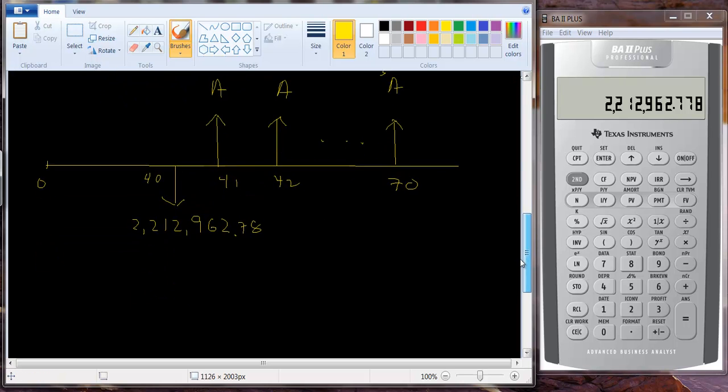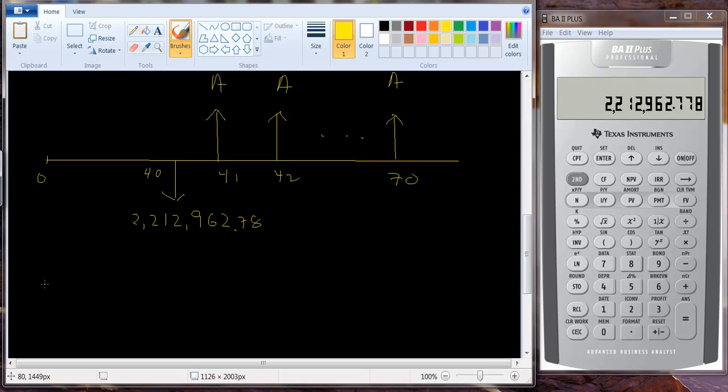So what's the equation? The equation says this is a present value now because it's coming before these numbers. So we know that the present value is equal to the annuity times the annuity factor, which is what? 1 minus 1 over 1 plus r raised to the nth power divided by r. But we want to solve for a.